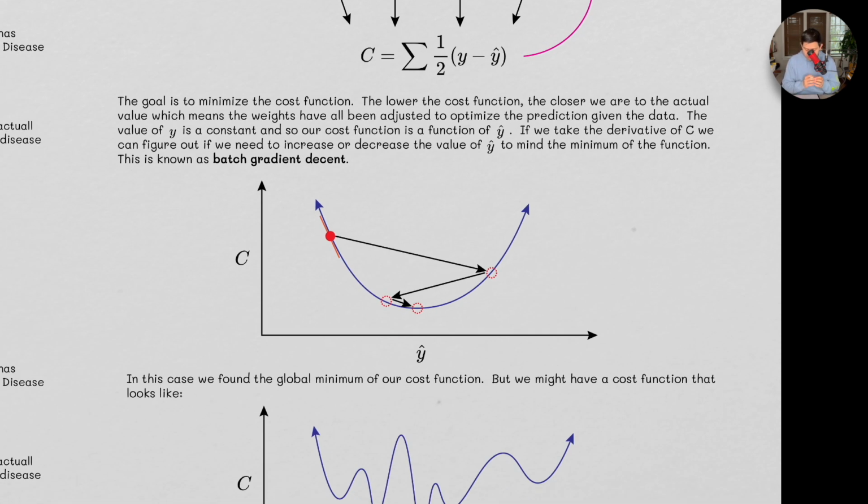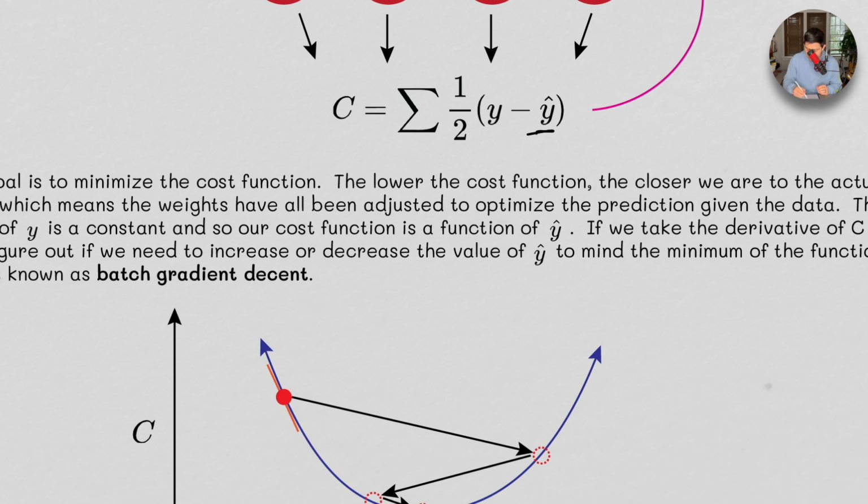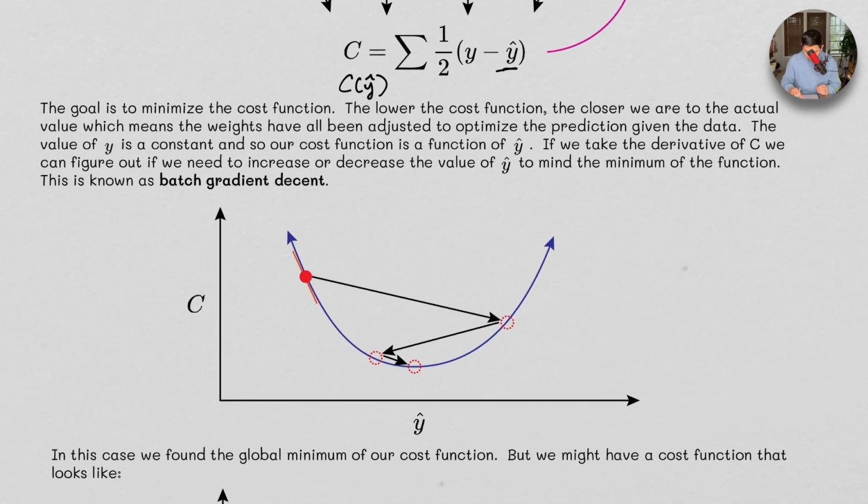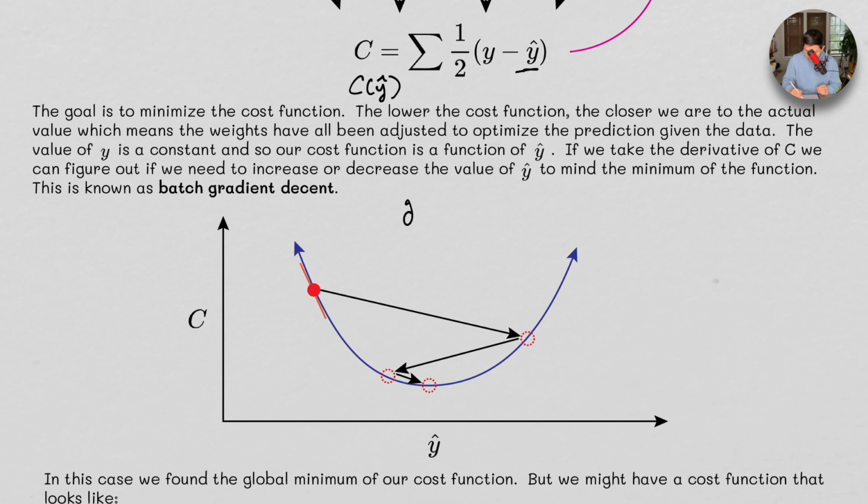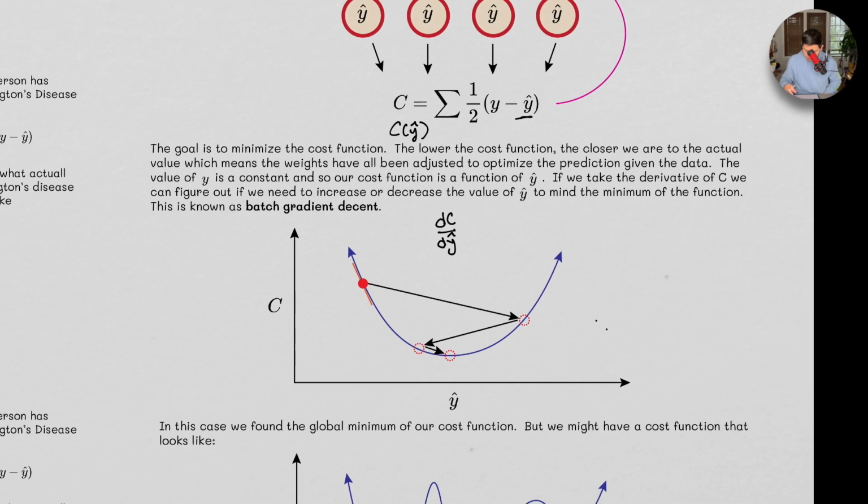So if we take the derivative of c, we can figure out if we need to increase or decrease the value of y hat. So c is a function of y hat, because y hat is the thing that's changing. We could take the derivative of c with respect to y hat, like that. And when we do that, we get these slopes.